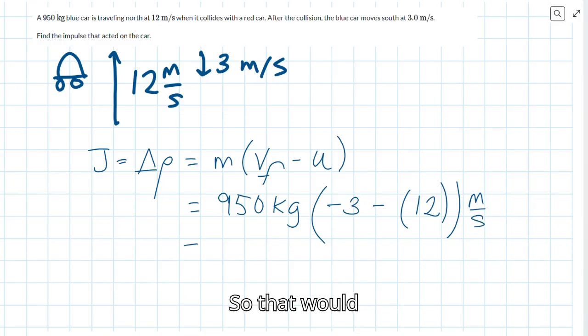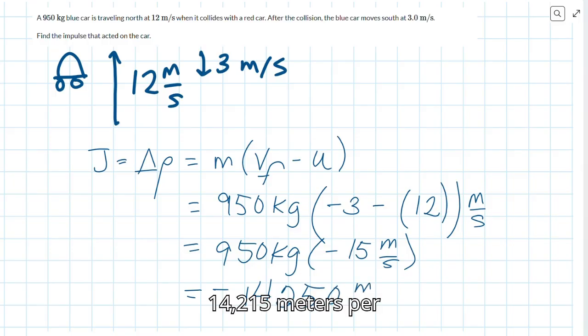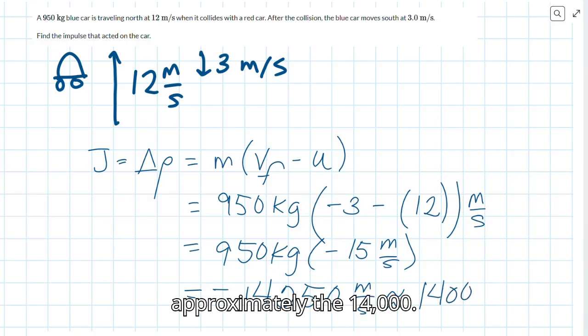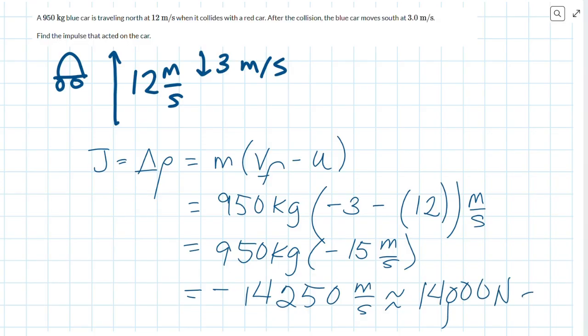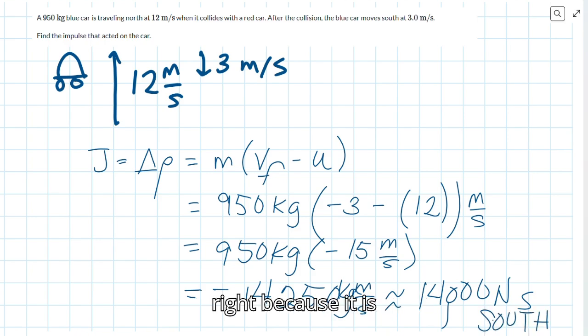So that would be 950 kilograms times -15 meters per second. And that will equal negative 14,215 meters per second, which is approximately 14,000 Newton seconds. I forgot kilograms here. Newton seconds going south, right? Because it is negative. So it's about 14,000 Newton seconds going south.